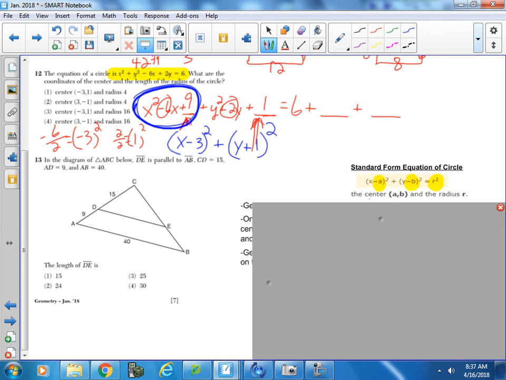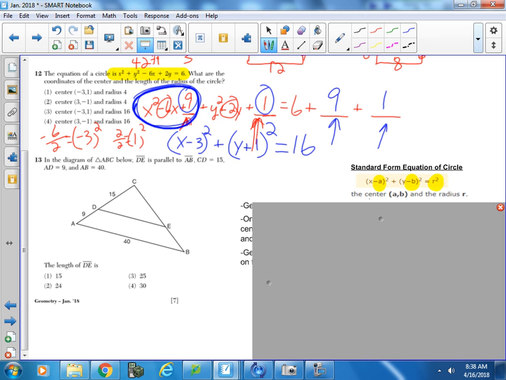Now, one thing I just forgot to do, what am I going to be putting over here? Well, I told you, whatever number you put in on the left-hand side of the equal sign, you have to do the same thing on the right. So I'm going to have a plus 9 and a plus 1, all right? So now I have equals 6 plus 9 plus 1, which is 16. All right, now we're in the right form. So we have x minus 3 squared plus y plus 1 squared equals 16.